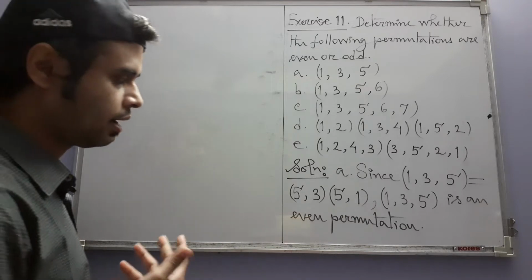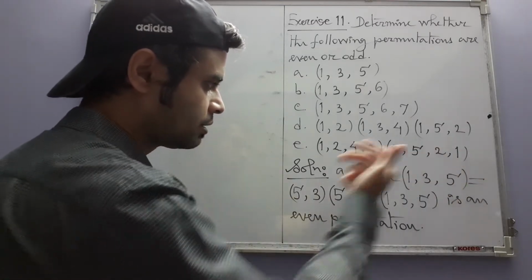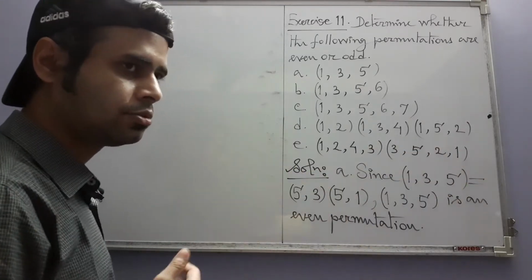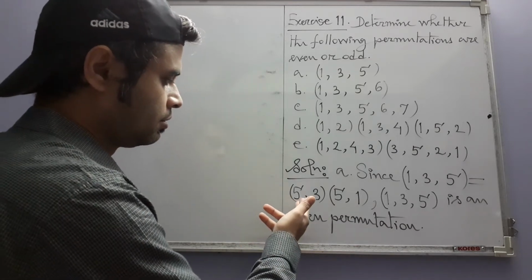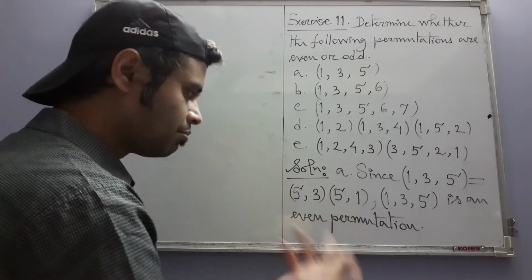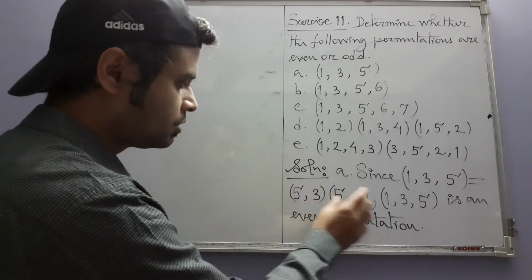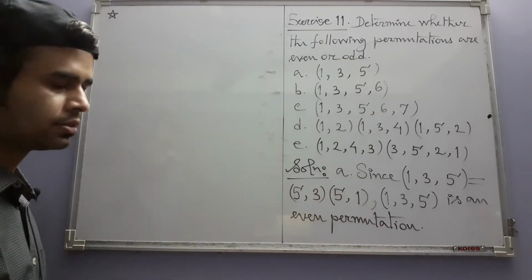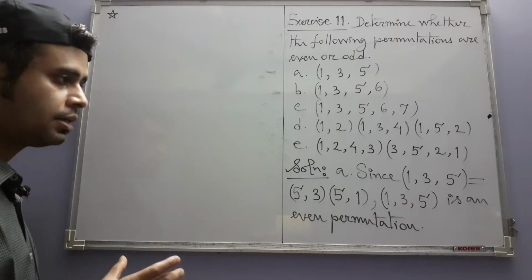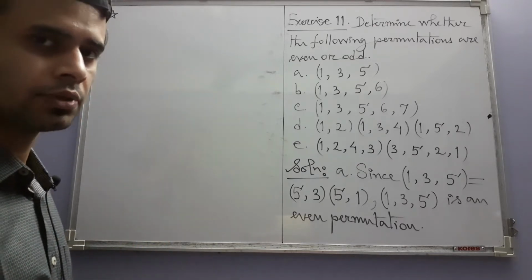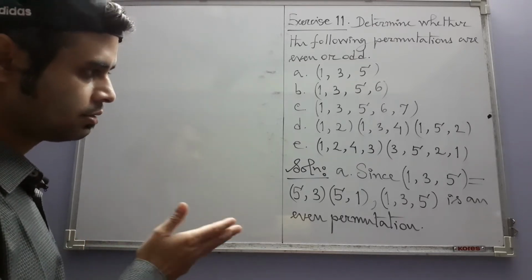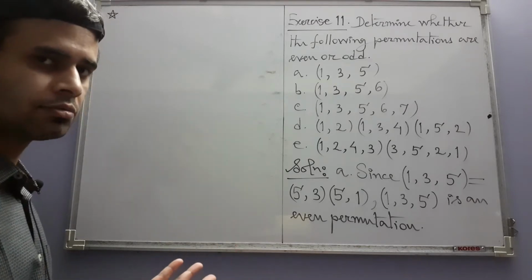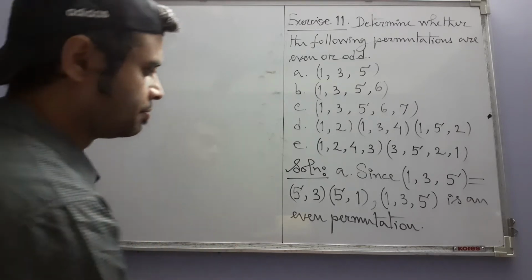So what I am saying is that this is not unique. There are other representations of 1, 3, 5 as products of 2 cycles. The number is also not unique. The number of 2 cycles that appears in those products, that is also not fixed, but the evenness or oddness of the number is fixed. So that decides whether the permutation is even or odd. That is the definition.